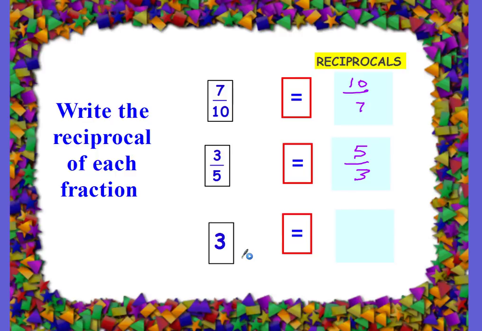Now, how'd you do with this 3? Well, remember, reciprocals deal with fractions. So in order to write the reciprocal for 3, it would need to be in fraction form first. So 3/1, it's now a fraction. So flip it and the reciprocal is 1/3.